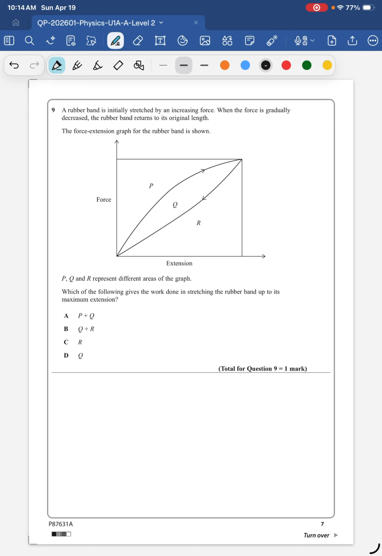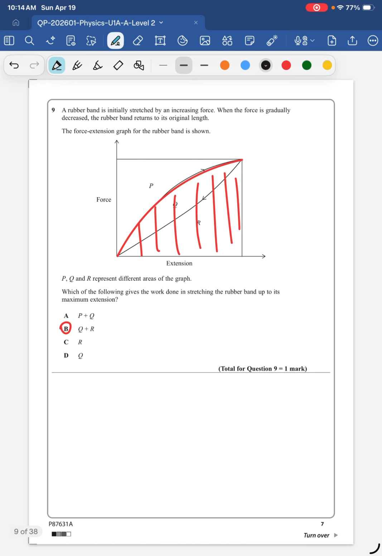So we're basically dealing with the area under the graph. So this is the situation when we stretch the rubber band. So the work done is this area over there, which is nothing else than Q plus R, which is option B. I think there is nothing more to be said here. Okay, so I think let's move on.